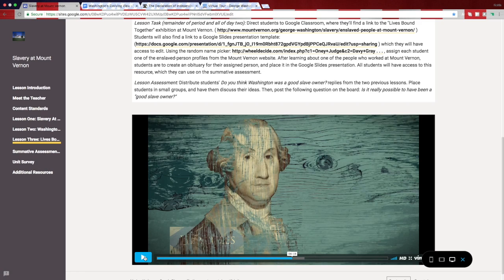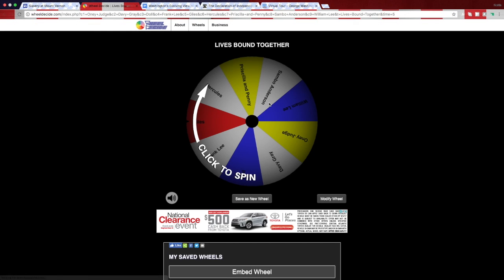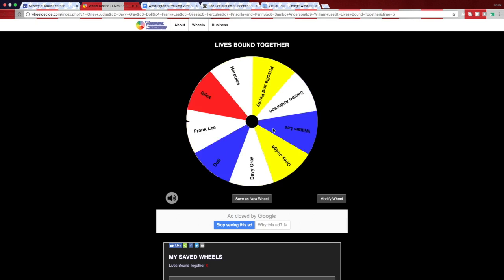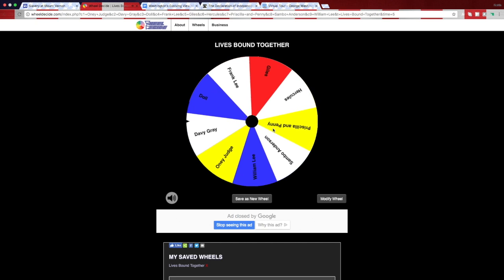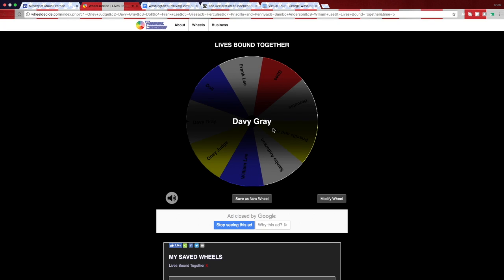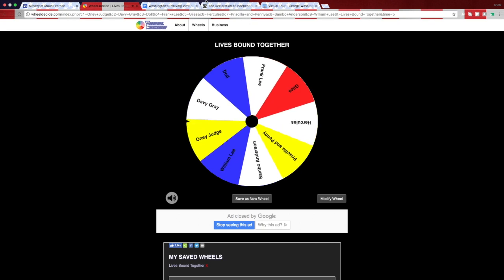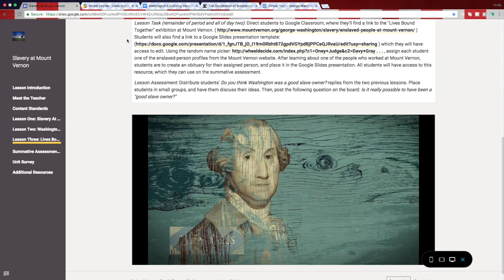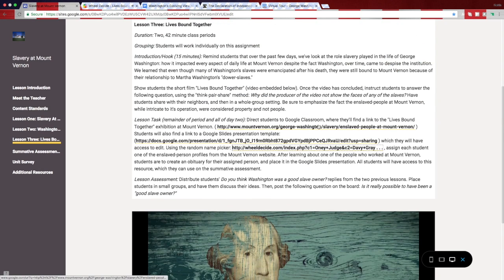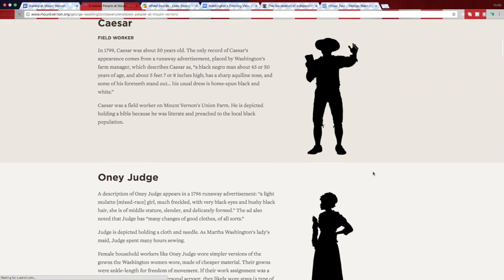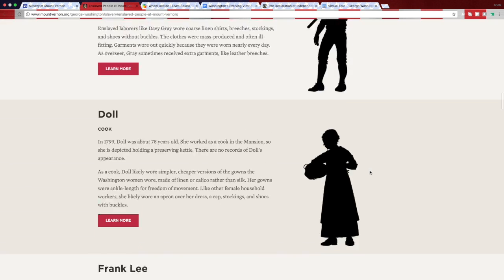And what students will be doing in this portion of the lesson, after they are randomly assigned an enslaved person using this random choice wheel, I try to lighten the mood a little bit. It's kind of a heavy subject. So students will be assigned a specific enslaved person using this wheel. Then they will go to the Lives Bound Together portion of the Mount Vernon website. They will find their person.